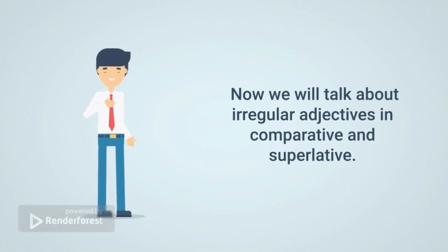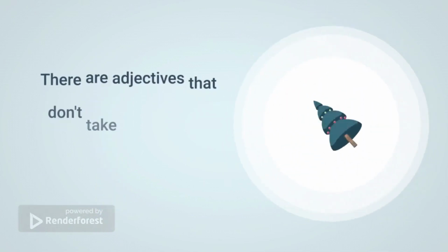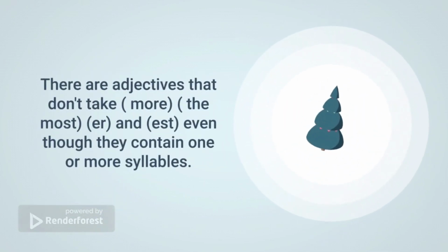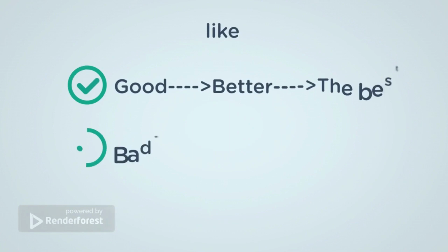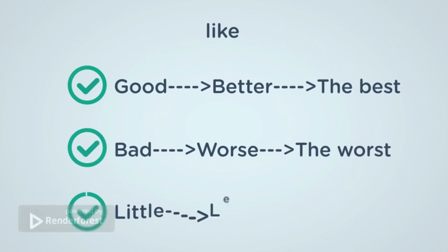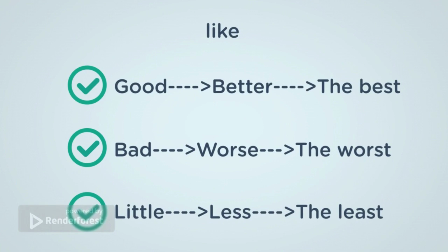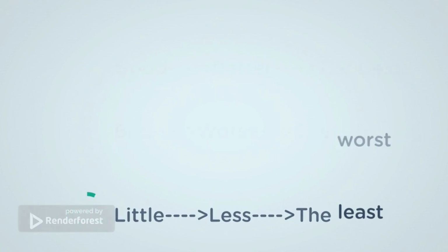Now we will talk about irregular adjectives in comparative and superlative. There are adjectives that don't take more, the most, er and est, even though they contain one or more syllables. Like good, better, the best, bad, worse, the worst, little, less, the least.